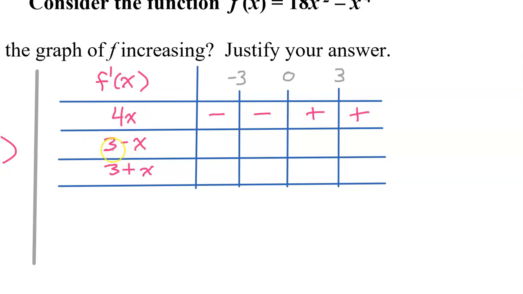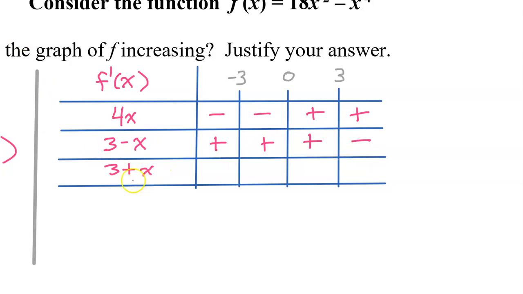For the factor of 3 minus x, if x is exactly 3, you get 0. But any x value that's less than 3 will give you a positive number. So that's going to be this interval and this interval and this interval. For example, if x is 2, you have 3 minus 2, that's a positive number. For any x value that is greater than 3, this factor is going to be a negative number.